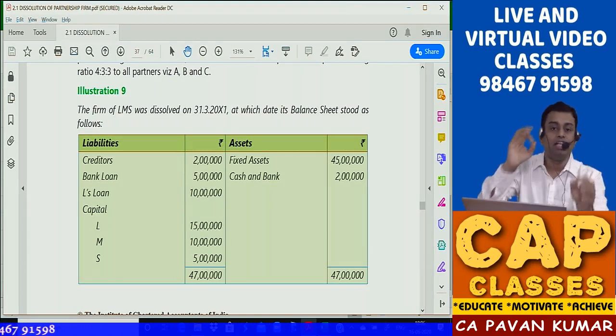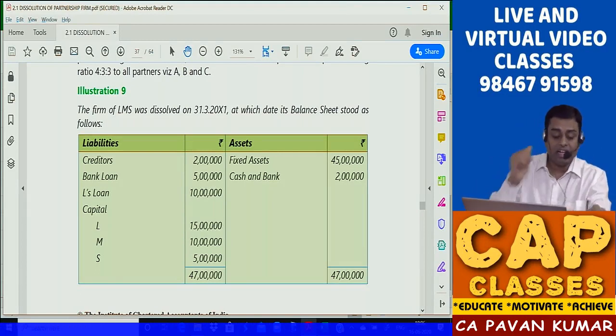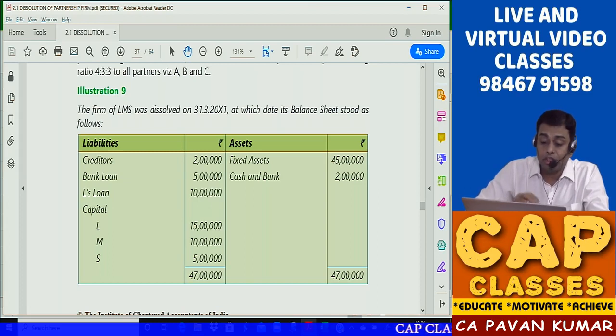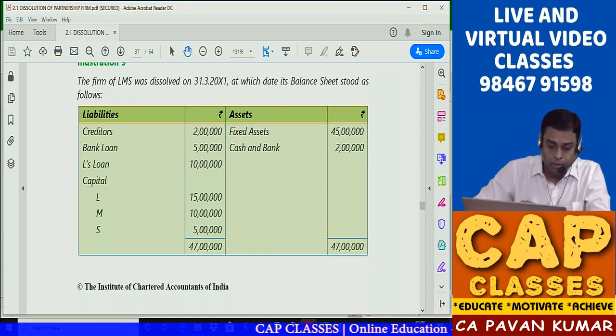We are discussing dissolution of partnership firm. Let us go to problem number 9. The firm of LMS was dissolved on 31st March 2011, at which date its balance sheet stood as follows.